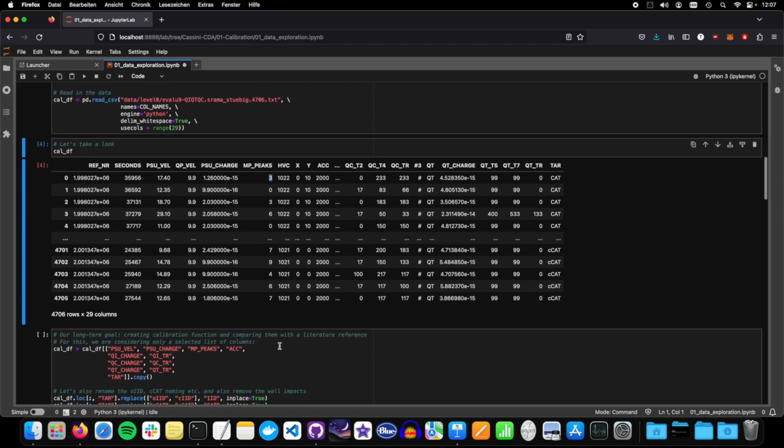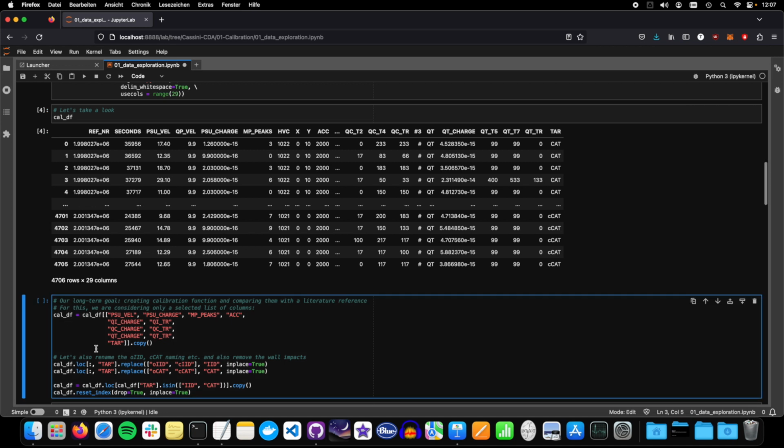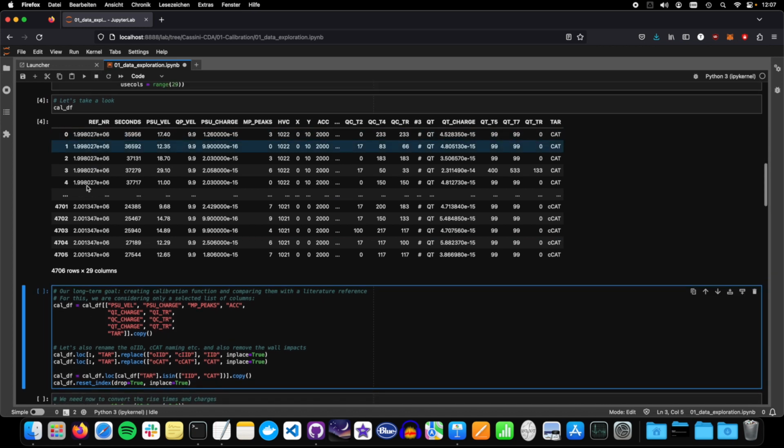So I already did some work, and I would suggest to do this now here in cell number 5, where I select certain columns, so the velocity, the charge, the number of peaks, the acceleration. This will be interesting just in a moment. We take the charge from the QI channel, also the corresponding rise time of the signal.